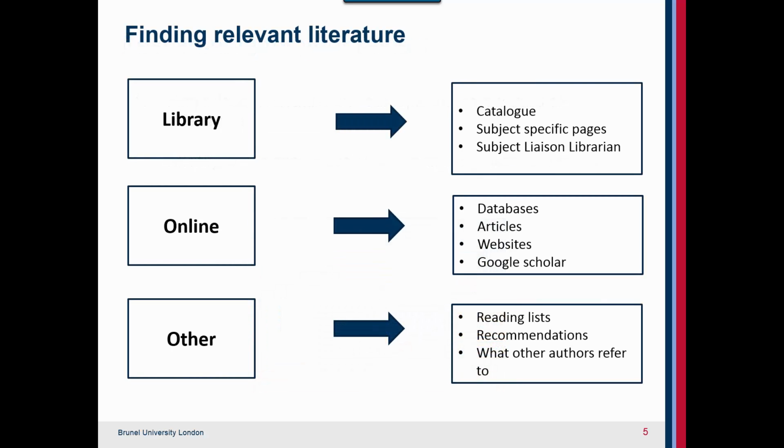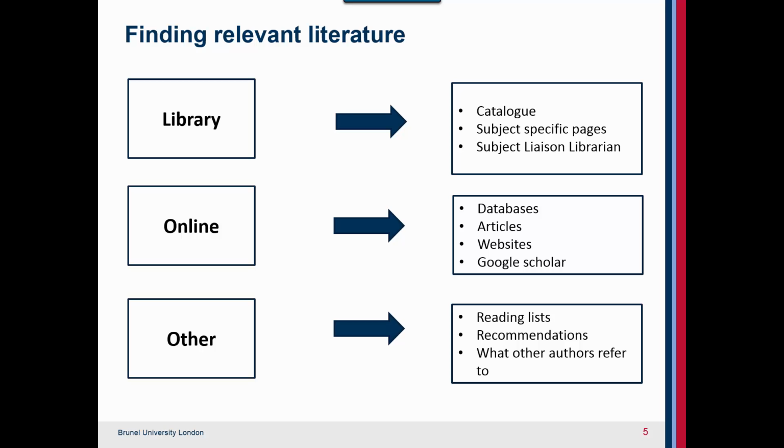Finding relevant literature can take you down various paths. If you're looking in the library, make the most of the library catalogue and the subject-specific pages. Speak with your relevant subject liaison librarian, who will be able to suggest suitable and appropriate databases and journals which you can access. When looking online, have a look at databases, articles, websites, but remember to interrogate these as to whether or not they are legitimate and worthwhile, and whether or not they are relevant to your particular topic area and focus. Google Scholar can also be helpful.